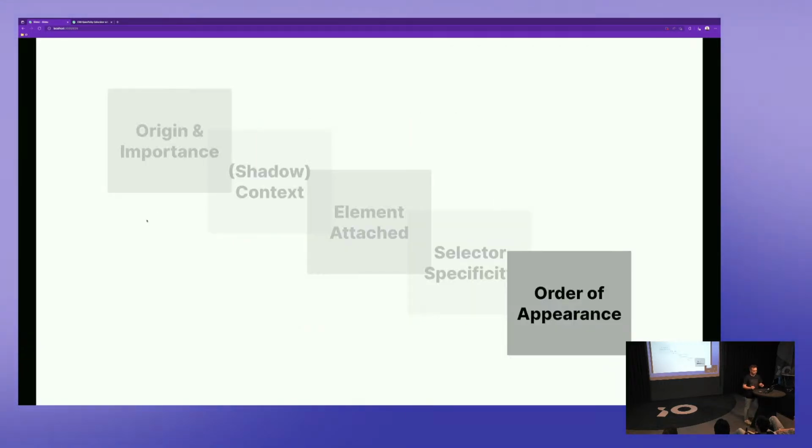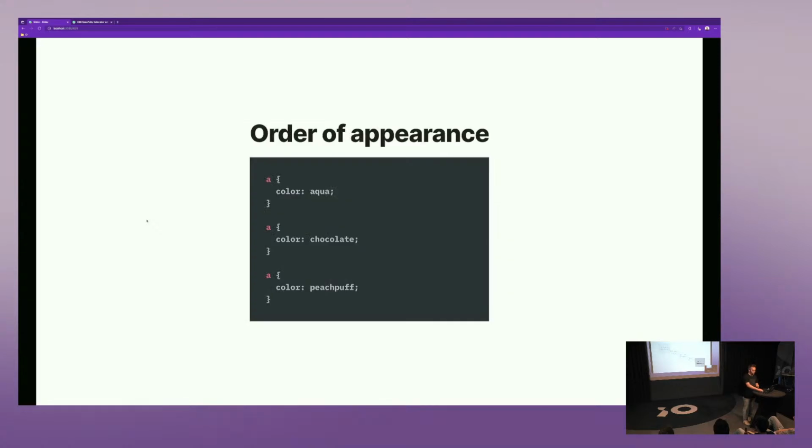Bam. And then, if we still have two selectors, or I'm sorry, properties that have the same priority, then we're looking at the order of appearance. When are they evaluated by the CSSOM? So the last one always has a higher priority. For instance, this anchor tag will have the color of peach puff, not chocolate or aqua, peach puff.